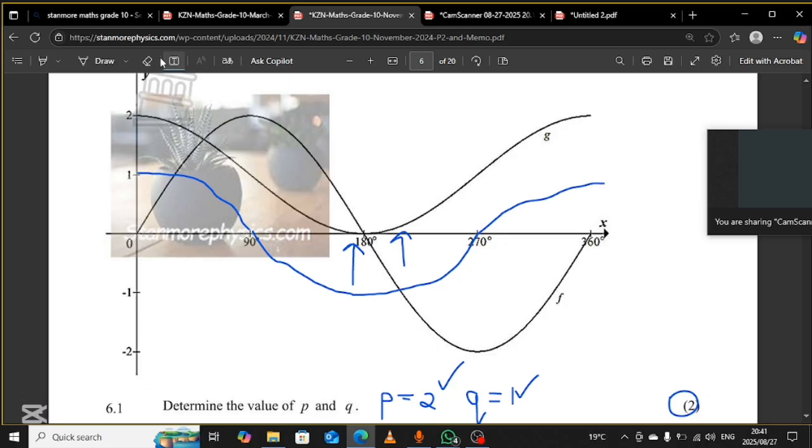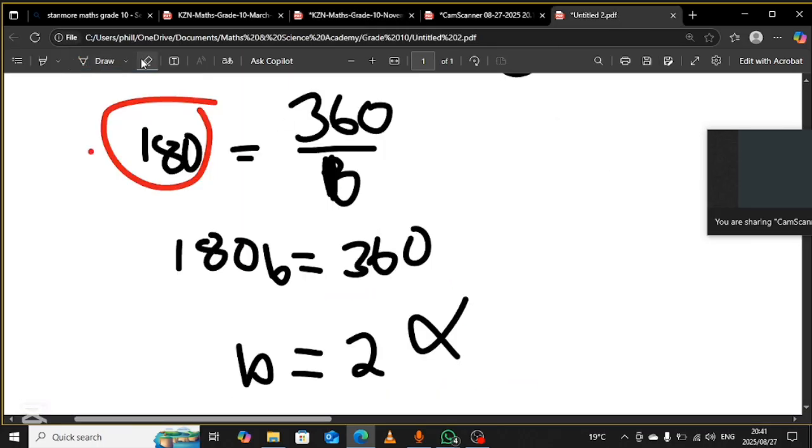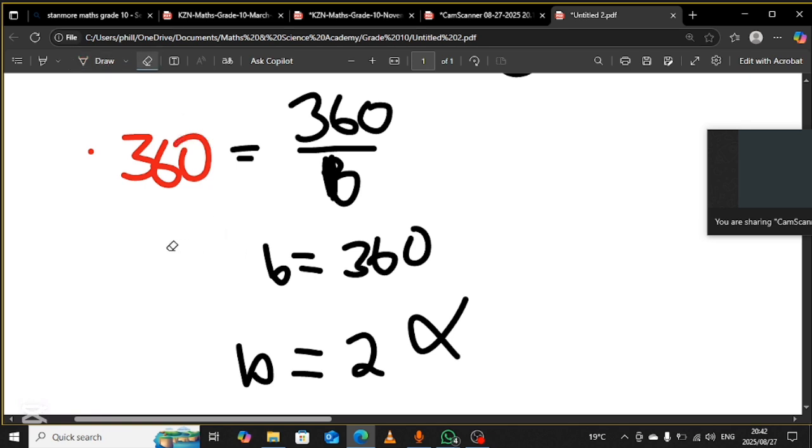Remember, if you are saying the period is 180, you are telling us that the wave ends here, whereas this is not true. This wave actually ends at 360. So you're going to substitute 360 here, and don't forget that, because most of you make a mistake there. Always check where the wave actually ends.